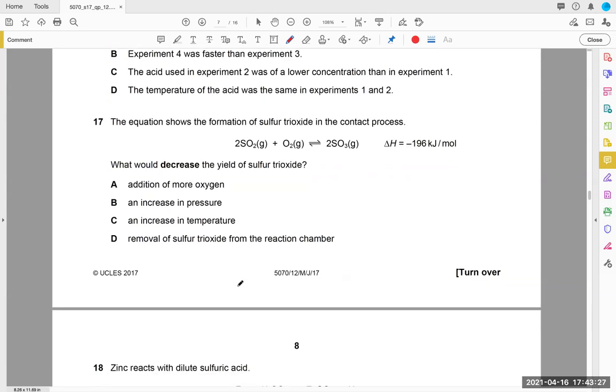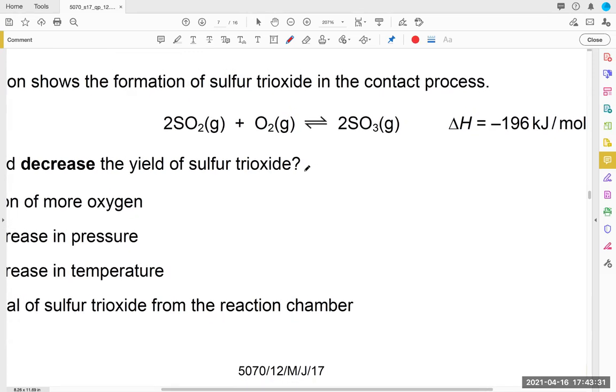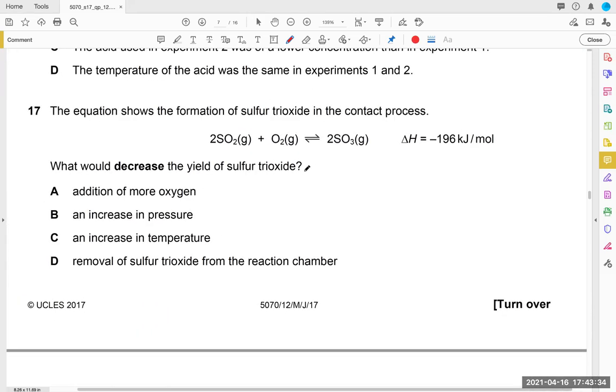The equation shows the formation of sulfur trioxide in the contact process. What would decrease the yield of sulfur trioxide? All right. According to LCP, Le Chatelier's principle, whatever you do, equilibrium goes against it. Okay. So if you add more oxygen, it will try to use it up. So more SO3 is produced. So reaction forward हो जाएगा. तो decrease in yield तो नहीं हुआ, increase in yield हो जाएगा. ठीक है? अच्छा. So ये नहीं हो सकता.